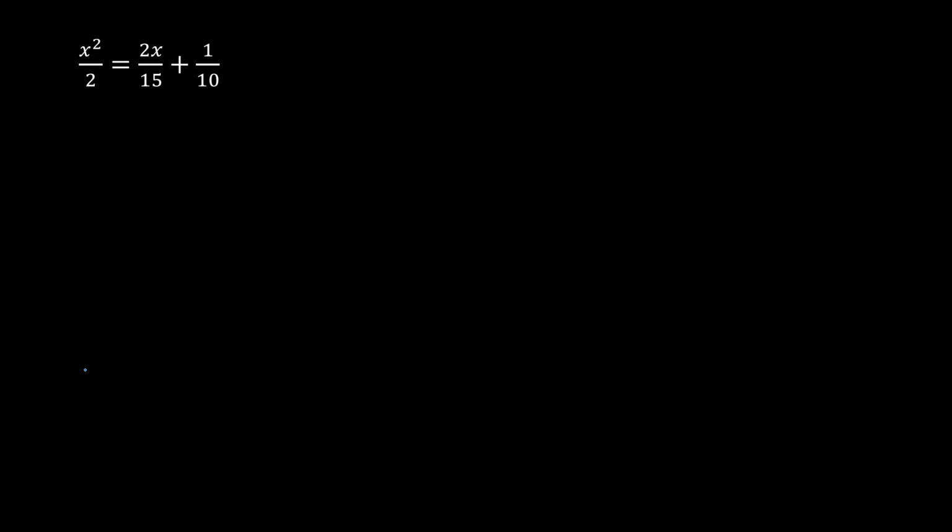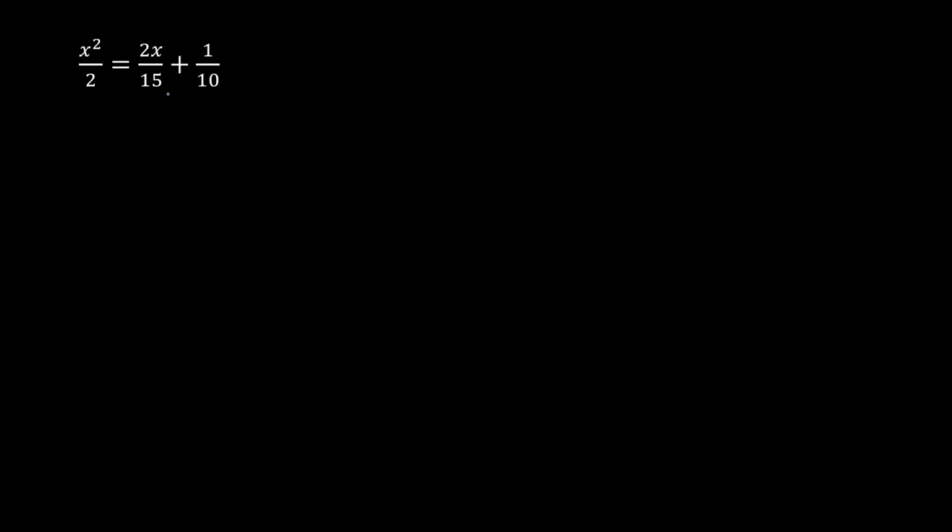Here we now have x squared over 2 equals 2x over 15 plus 1 over 10. So once again, we would like to get rid of the fractions. And to do that, we need to multiply everything by the least common denominator. So we look at the 2, the 15, and the 10, and see what is the least common denominator.